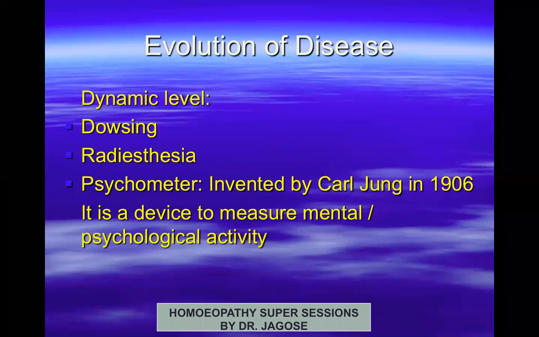So we all know that the disease is on a dynamic level and it is never a materialistic aspect, whereby we have to look at it from the disease point of view. The old school looks at the disease at the materialistic level, whereas the homeopathic school looks at the disease at the dynamic level.